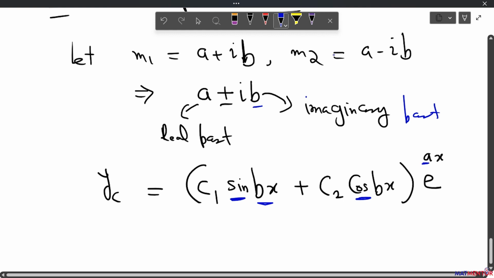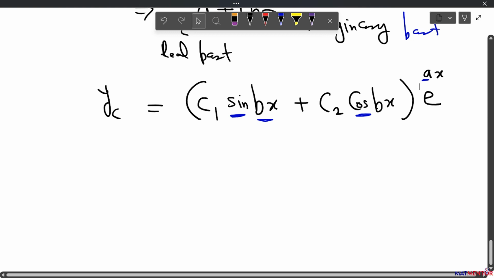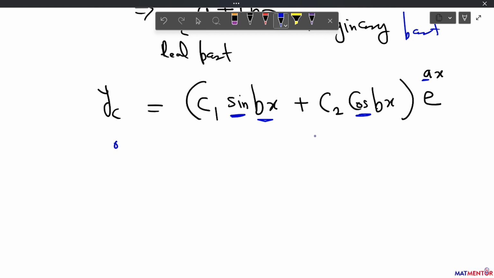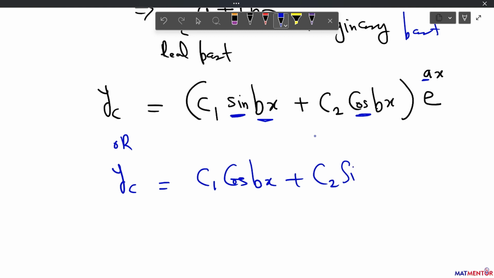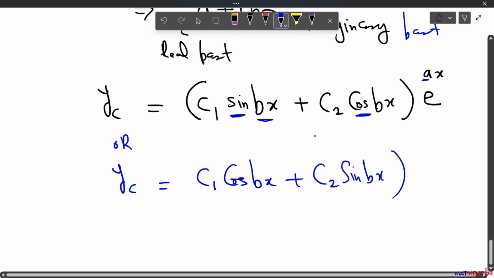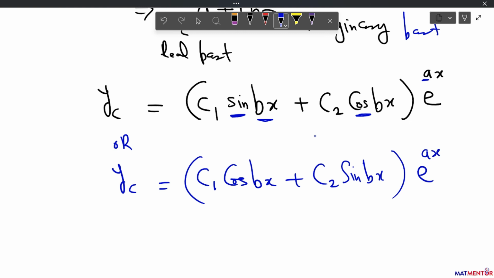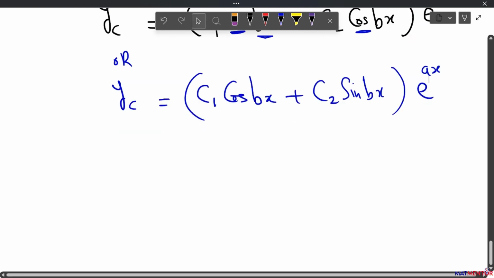Okay, so there is no restriction. You can write this expression like this: yc is equal to c1 cos bx plus c2 sine bx. So you can switch sine and cos. It's up to you, okay? It will not be a problem if you write cos first and then sine. Let me give you an example.